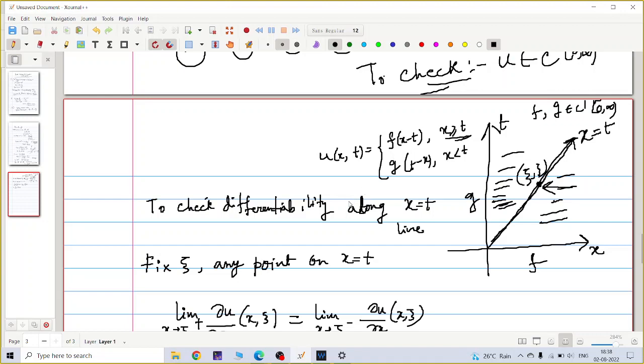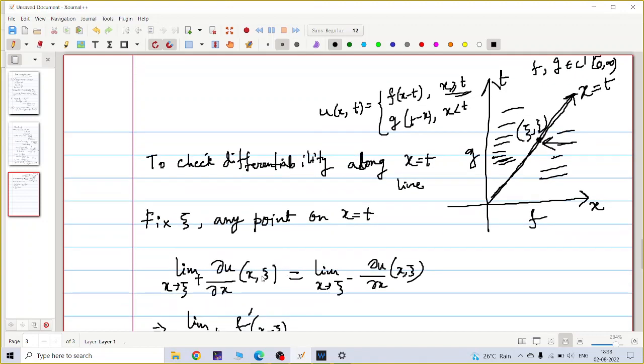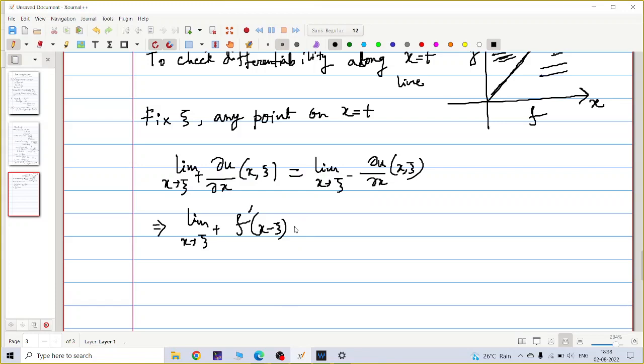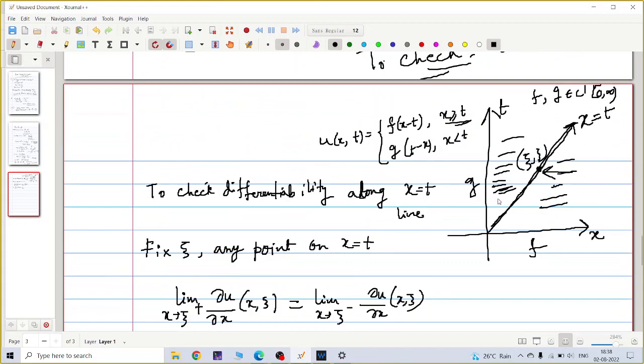Now I want to find the xi point. And similarly, here also it is the limit as x tends to xi minus, so it is coming from this side. X tends to xi minus means x is less than xi, coming from this to this line. X less than xi means x less than t, that means g. So g of xi minus x. The derivative of g of xi minus x is minus g dash of xi minus x.